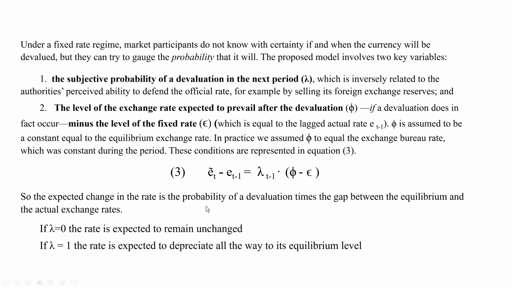So what are the elements of lambda? Let's look at the extreme cases. If lambda is equal to 0, then the right-hand side is 0 and there is no change. No change is expected in the exchange rate. If lambda is equal to 1, then the rate is expected to depreciate all the way to its equilibrium level, phi.